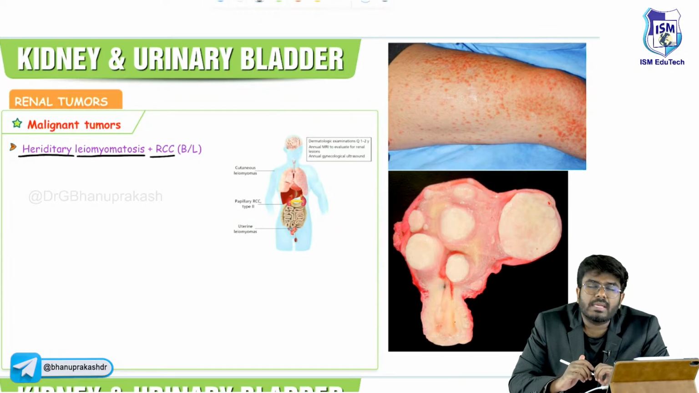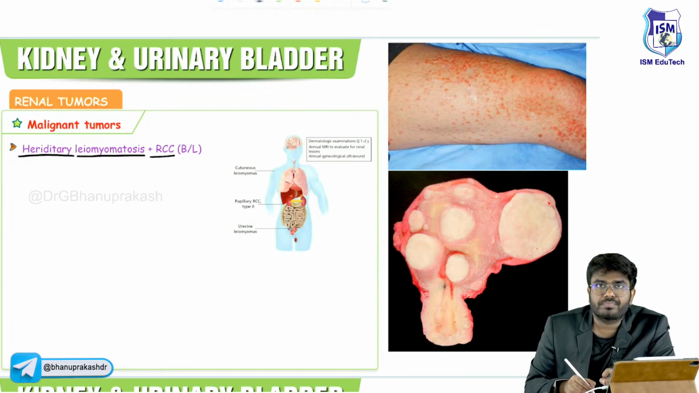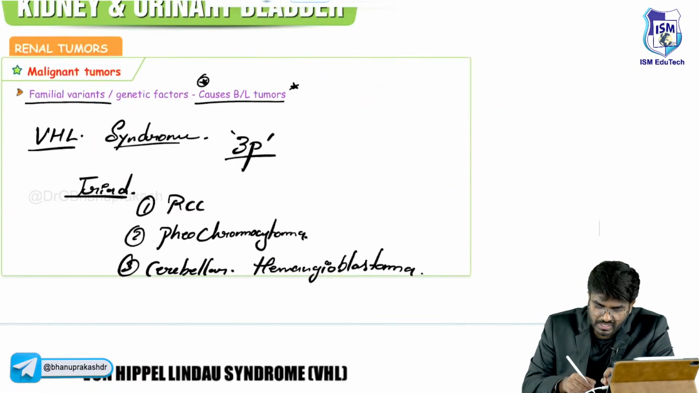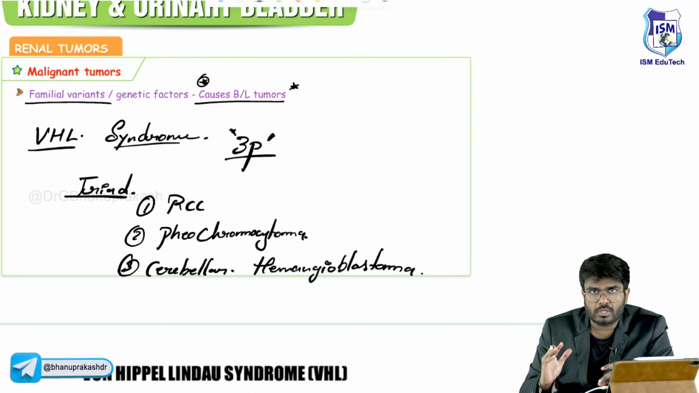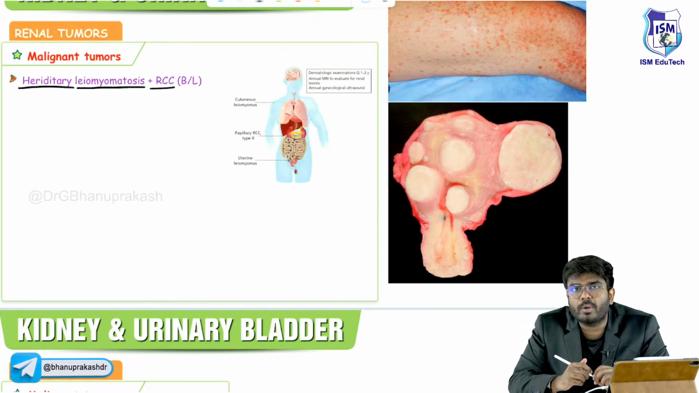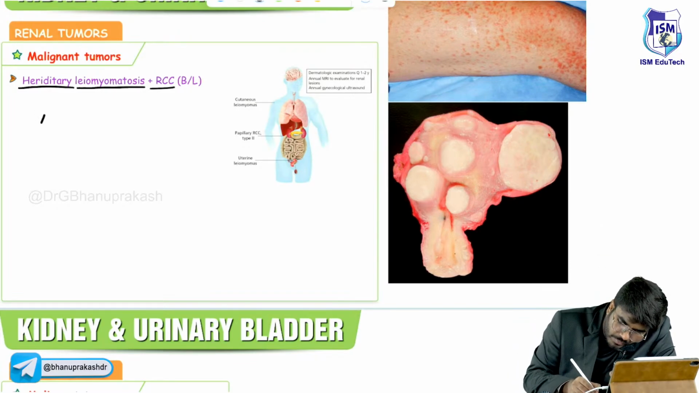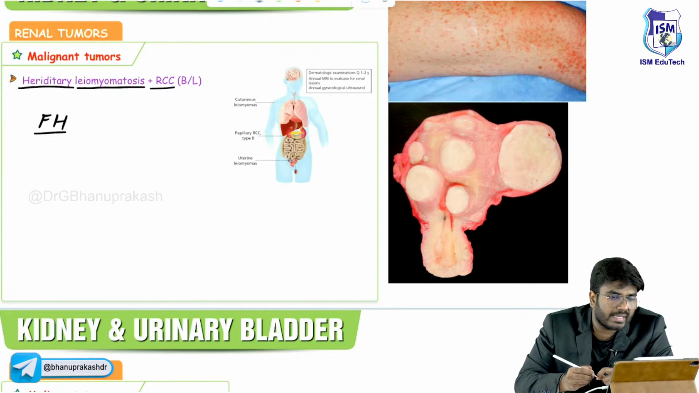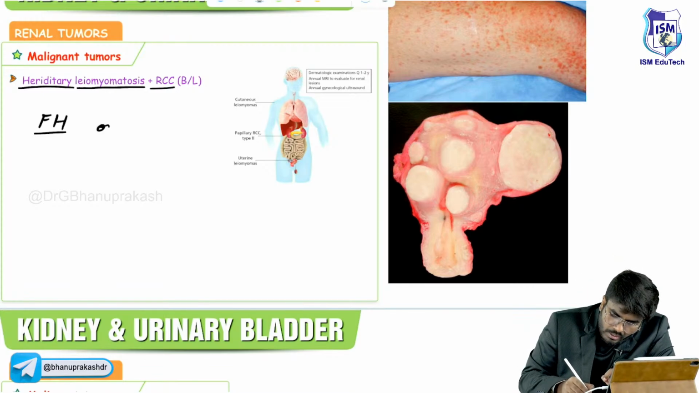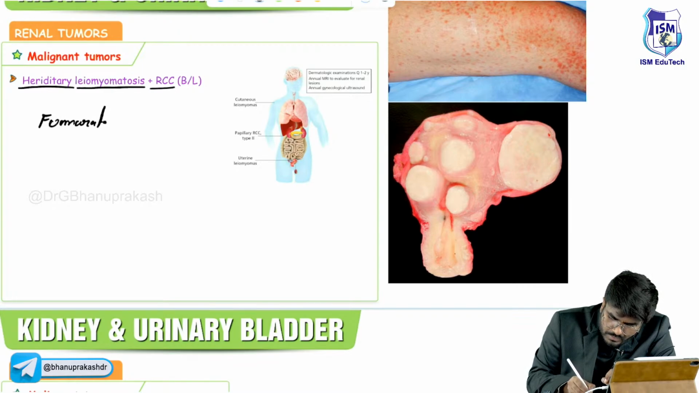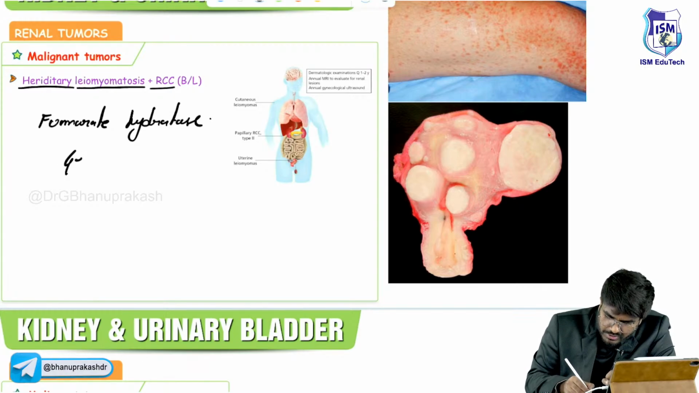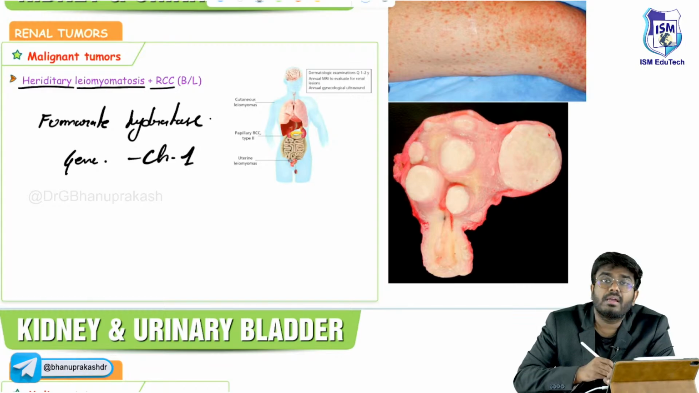So, what is this condition, sir? In this condition, there is a mutation of a gene. What is the gene mutation? In VHL, von Hippel-Lindau syndrome, chromosome number 3p is gone. Now, this condition, hereditary leiomyomatosis with bilateral renal cell carcinoma, is because of a mutation of fumarate hydratase. The gene which is mutated is fumarate hydratase, gene mutation on chromosome number 1.